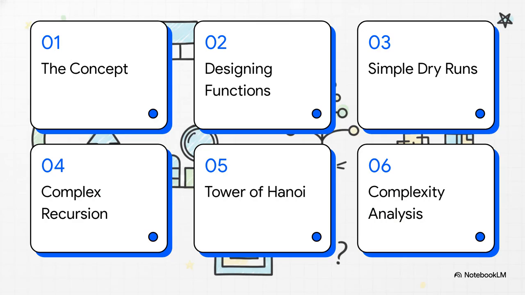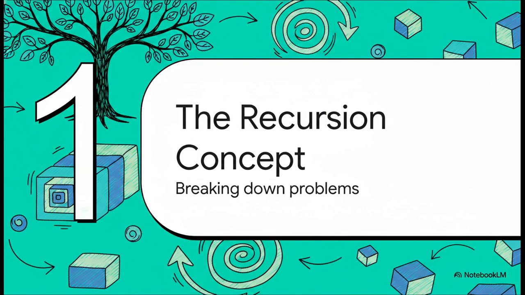So, here is our roadmap for today. We'll start with the core concept, move on to designing functions, do some simple dry runs, tackle complex recursion with Fibonacci, solve the classic Tower of Hanoi, and wrap up with complexity analysis. All right, part 1, the recursion concept, breaking down problems. Let's get right to it.